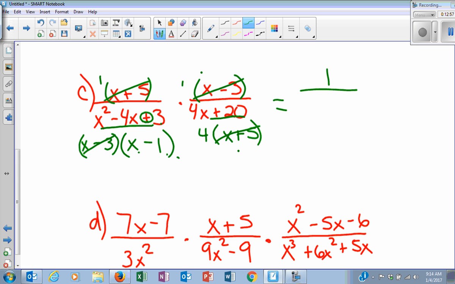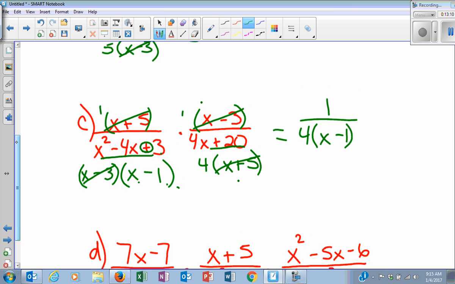And then on the bottom, what I am left with is a 4 times the quantity x minus 1. And I forgot one thing, and I'm bad at this because I'm trying to hurry to get through this. I need to make sure I do my restrictions. So if I look at my restrictions before I cancel it out, I can still see them. That was a minus 3, so 3 would make it 0. That's a minus 1, so 1 would make it 0. And that's a plus 5, so a negative 5 would make it 0. So my restrictions would be x is not allowed to equal, and I like to put them in order, negative 5, 1, or 3.